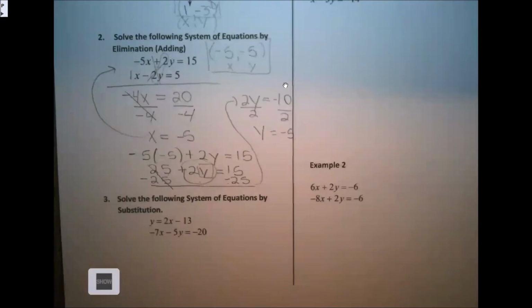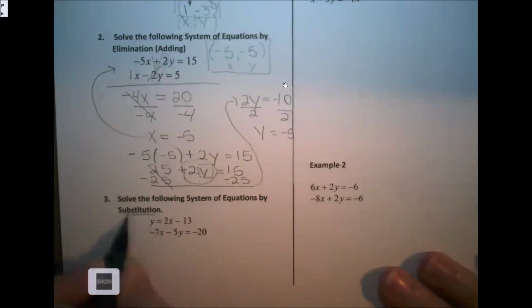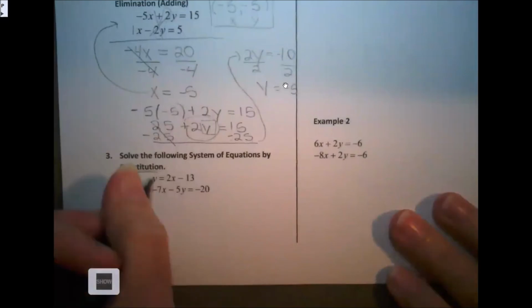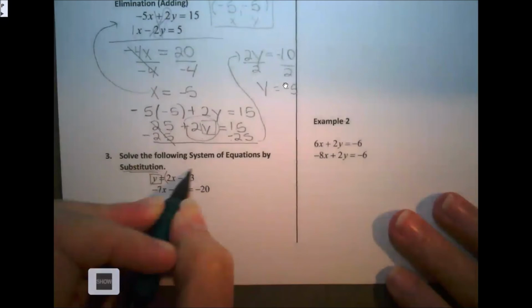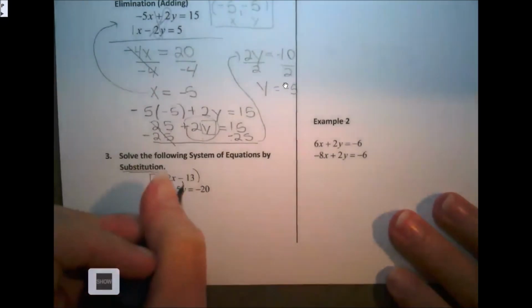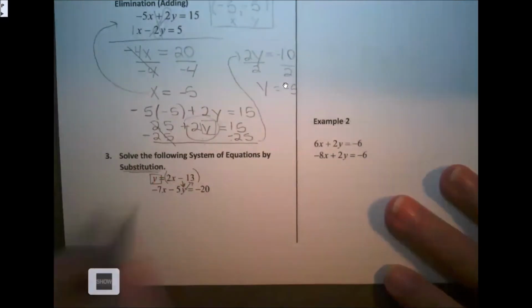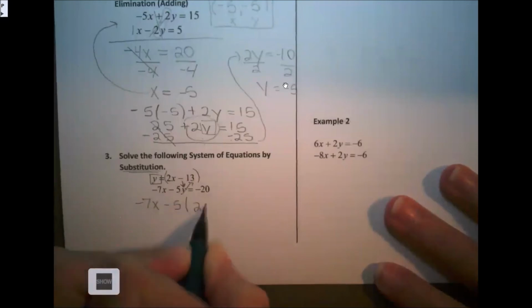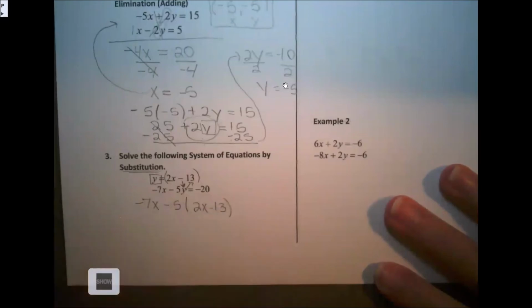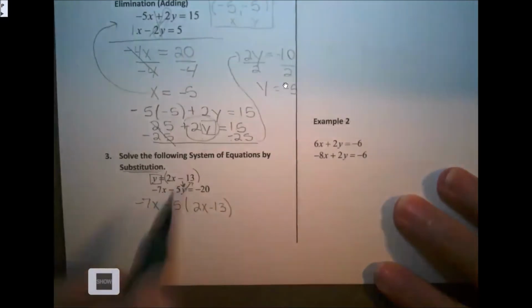All right, the last thing that we did before spring break was solve the following system of equations by substitution, meaning you have to substitute it in. That was actually the first set that we learned. So remember, we use substitution when we have a y equals or an x equals. So you're going to take this whole equation right here, in parentheses, and plug it in where that y is. And that y is going to come out of the equation. So you're going to have -7x minus 5, parentheses, 2x minus 13, and then equals -20.